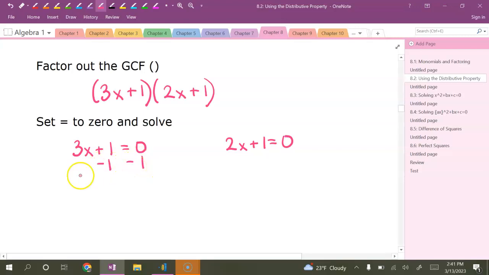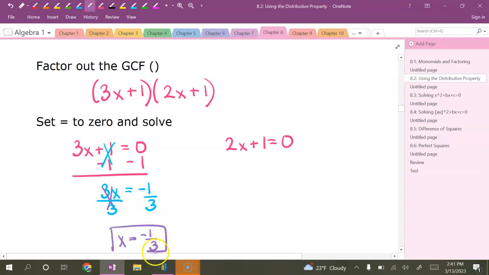For this first one, I would subtract 1, and I would get 3x equals negative 1. Then I would divide by 3, and I would get x equals negative 1/3. There's one answer. And I'm going to do the same thing over here on the other side. I'm going to subtract the 1. So I get 2x equals negative 1. Then I divide by 2. And I get x equals negative 1/2.